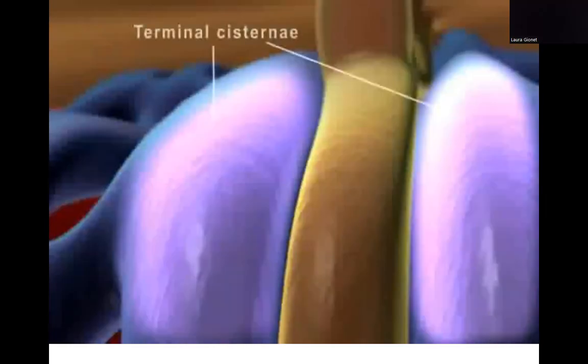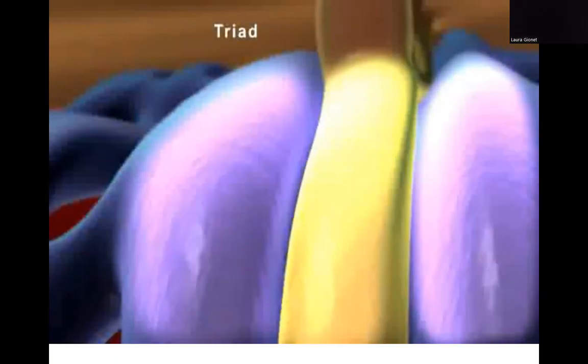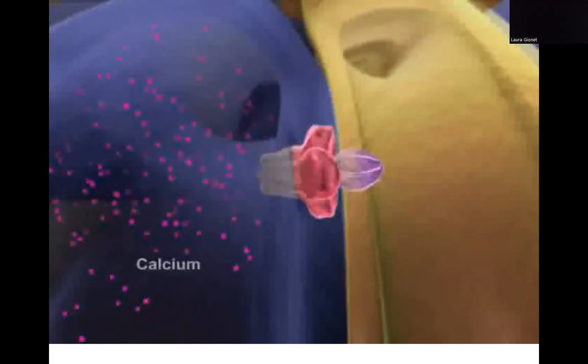Where it abuts the T-tubule, the SR forms sac-like bulges called terminal cisternae. One portion of a T-tubule plus 2 adjacent terminal cisternae is known as a triad. The membranes of the T-tubule and terminal cisternae are linked by a series of proteins that control calcium release.